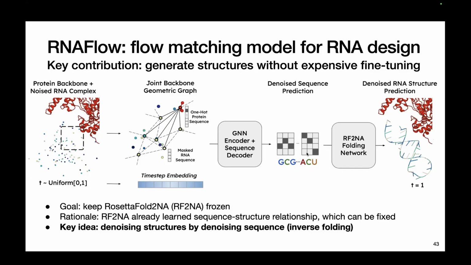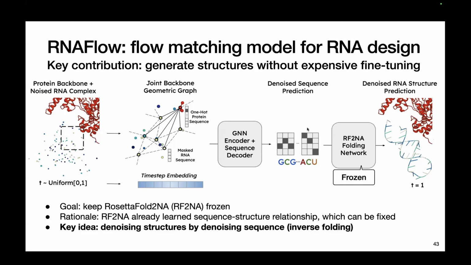We could actually train a separate module that tries to propose sequences, and use this sequence generator as a denoiser to generate the structures. So basically, the idea is if you have a sequence-structure relation, if you have a model that can map a sequence to a good structure, then you just have to do the sequence design part in order to generate good structures, right? So that's kind of the basic idea behind RNA flow.